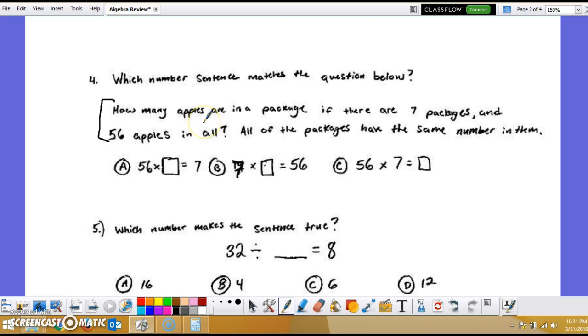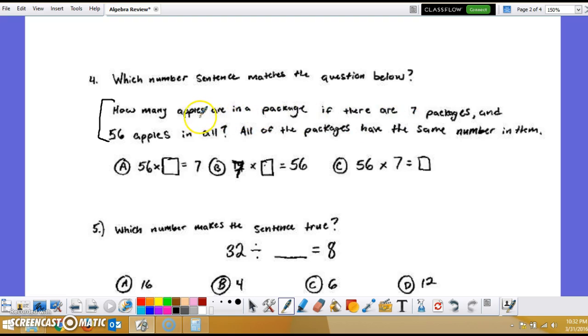How many apples are in a package if there are 7 packages and 56 apples in all? All of the packages have the same number in them. So which of these is going to equal the correct response? When given a word problem, I encourage the students to read through each part and start to write a number sentence so that they can solve these types of problems.